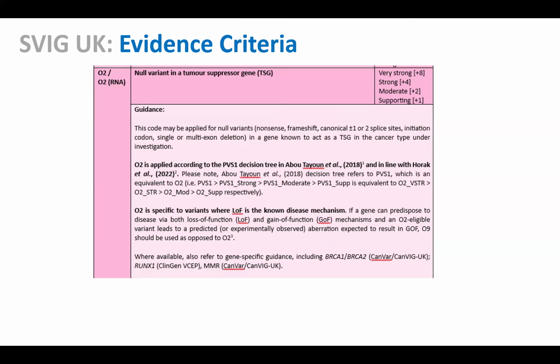Then we have O2 and O2 RNA, which is essentially a null variant being present in a tumor suppressor gene with full flexibility between supporting and very strong. This is essentially PVS1 in the ACMG criteria, if you're familiar with that. There are specific recommendations for cancer-specific genes, especially when there are VCEPs available with specific criteria, like the ENIGMA for BRCA1 and BRCA2, and the MMR genes with the InSiGHT criteria.